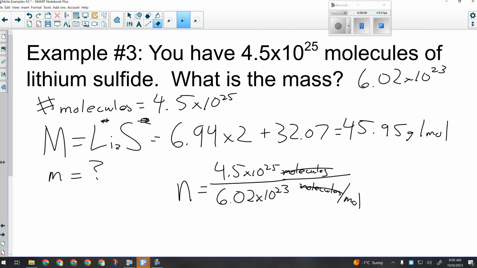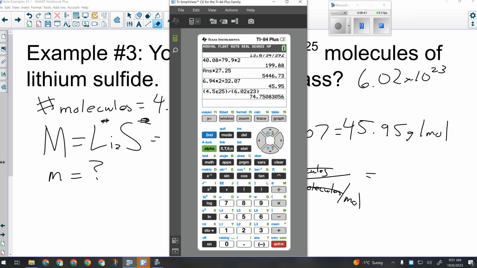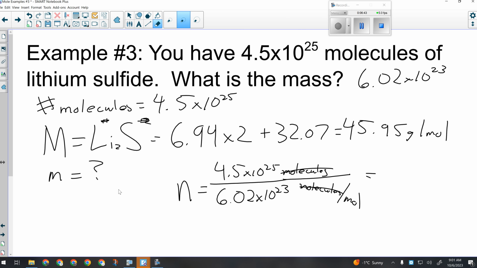In the same way that if you took a question like, I have 48 donuts, how many dozen do I have? You would take donuts divided by donuts per dozen and be left with the number of dozen, 4. You kind of follow me there? So when we divide those two numbers, we will get the number of moles. So in brackets 4.5E25, close the brackets, divided by Avogadro's number in brackets. And we're looking at 74.75 moles.